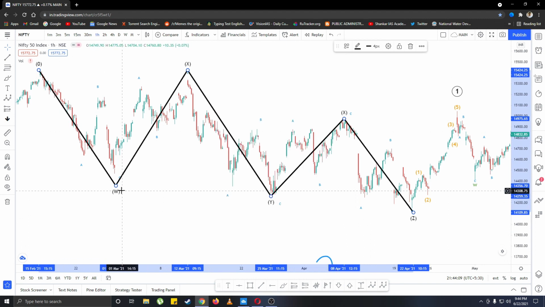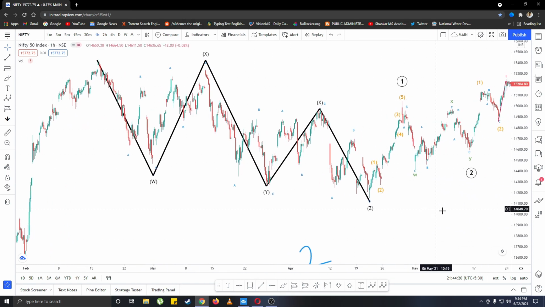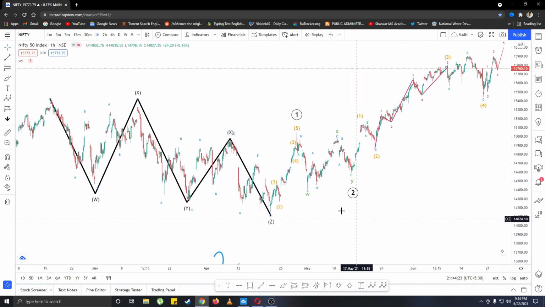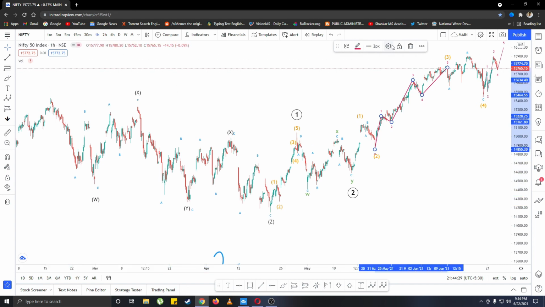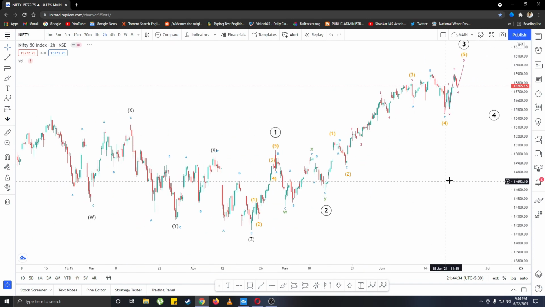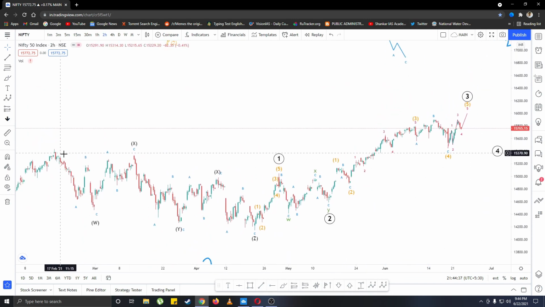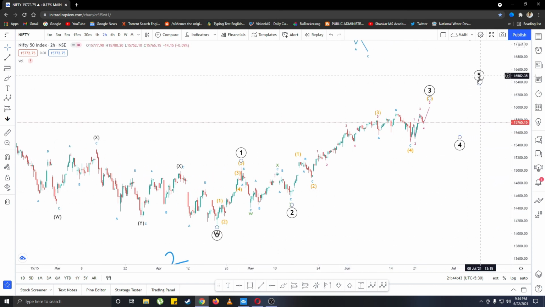Now this is a W, X, Y, X, Z. And within that we have an A, B, C, and A, B, C, A, B, C, A, B, C, and A, B, C. So this is a complex correction. And after that, we have a bullish move upside. So this is my complete counting. You can see from the correction, and after that the motive wave 1, 2, 3, 4 and 5. And within wave 3, 1, 2, 3, 4, 5, and within wave 3, 1, 2, 3, 4 and 5.